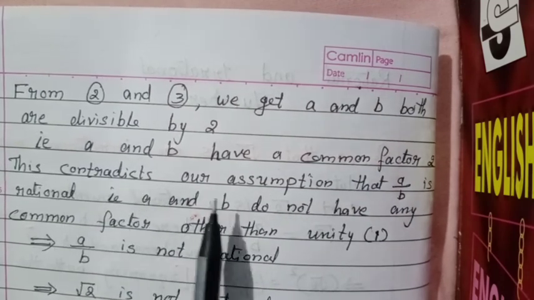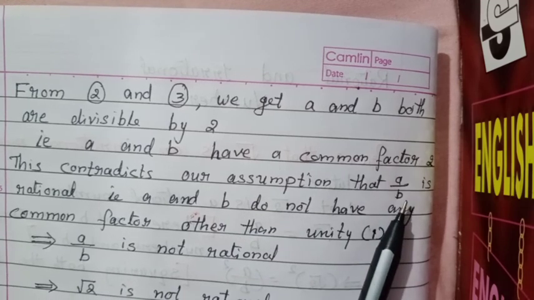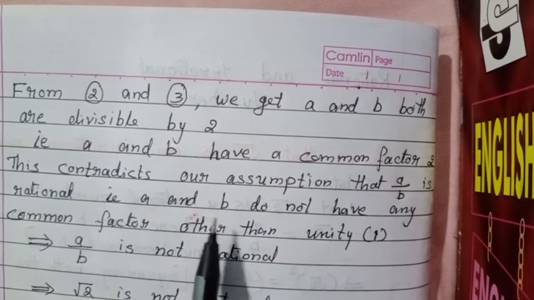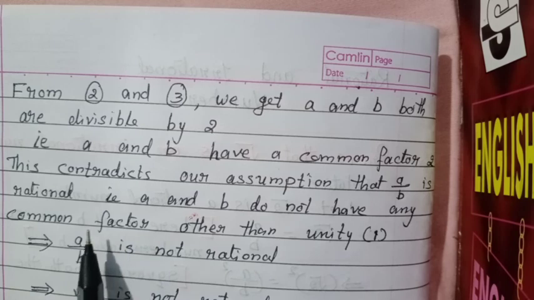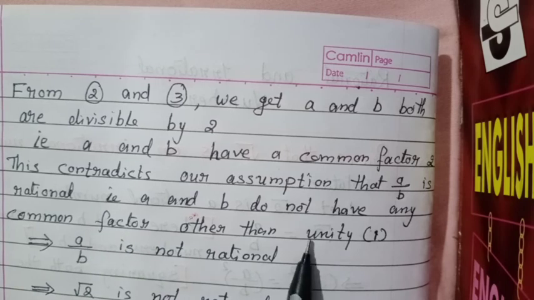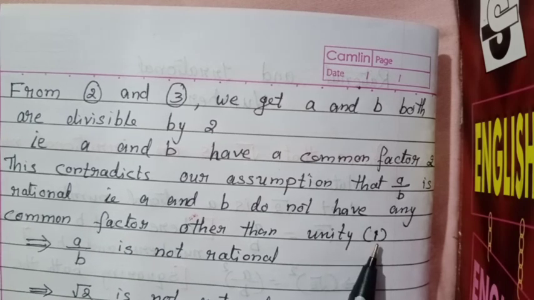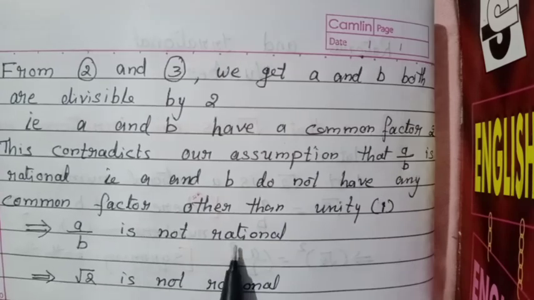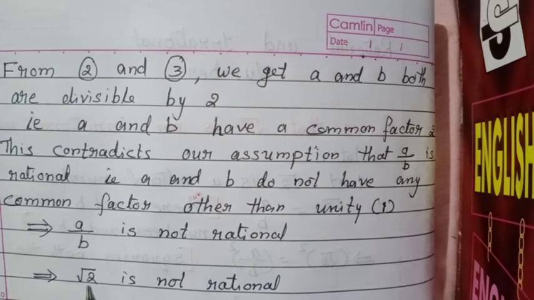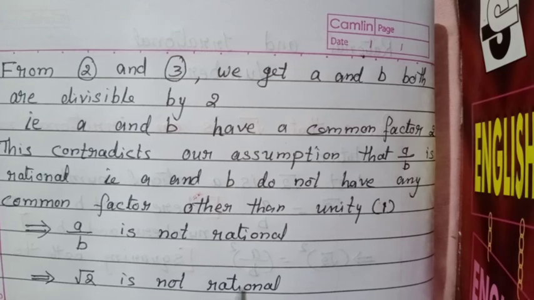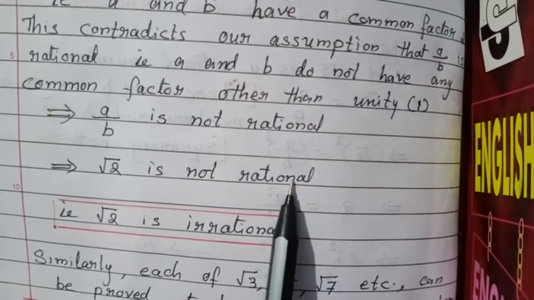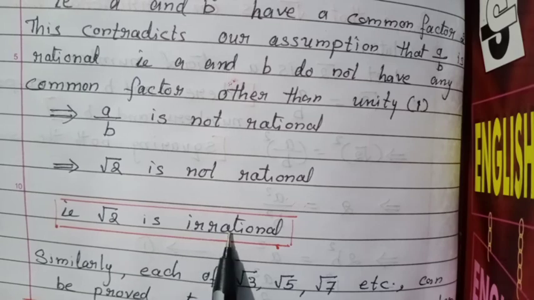This contradicts our assumption that a by b is rational, that is, that a and b do not have a common factor other than unity. Unity means 1. That implies a by b is not a rational number. That is, root 2 is not a rational number. Root 2 is not a rational number means root 2 is an irrational number.